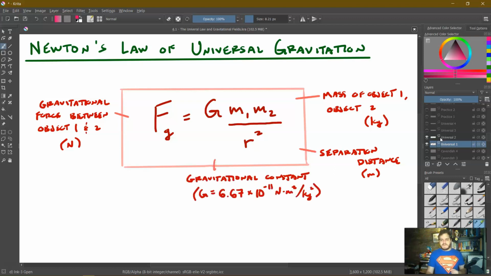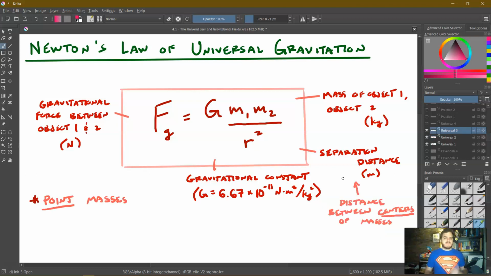First off, let's talk about what this gravitational constant is. This gravitational constant, which is on your equation sheet, but you should probably put in your notes because you're going to have to refer to it a lot, is 6.67 times 10 to the negative 11 newtons times meter squared per coulomb squared. Now, a couple of key details here.